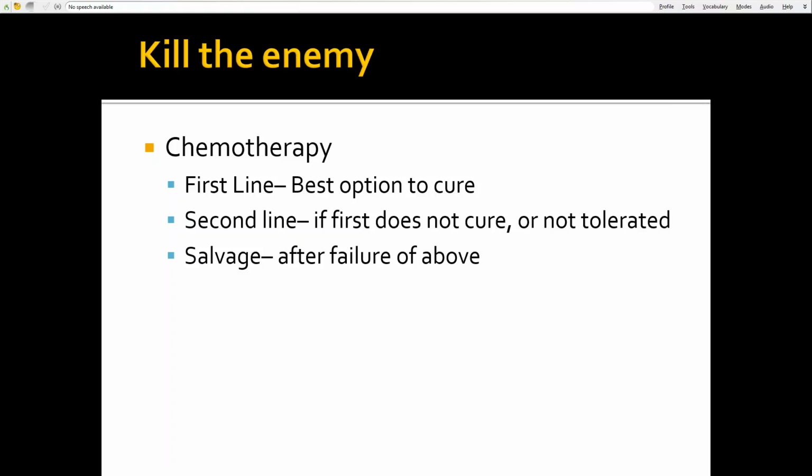So second line would be if the patient doesn't tolerate the chemotherapy or the initial treatment option. And then salvage is after none of the above work. What are our last resort options? What's palliative? What do we have that could maybe keep this tumor at bay for the patient to survive a little bit longer? And many times the oncologist will come to us to say, hey, is there anything else you can do for this patient? We're out of options. We've tried everything. There's been a change in the exact type of tumor. So all those things play a role.